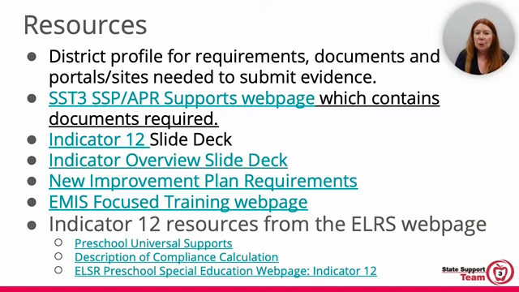Here are the Indicator 12 resources collected for you on one page. The most useful document will probably be the SST3 SSP APR supports webpage.